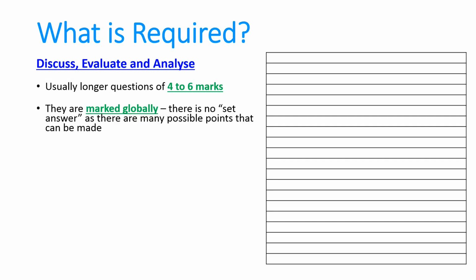They're usually marked globally, and what that means is there's no set answer. So if I asked you to process a journal transaction, it's clearly got a right answer and a wrong answer. Whereas a discuss, evaluate or analyse, there's so many different ways you could answer it that it's really impossible to give a set answer of this is how it must be answered. So what do you do then?